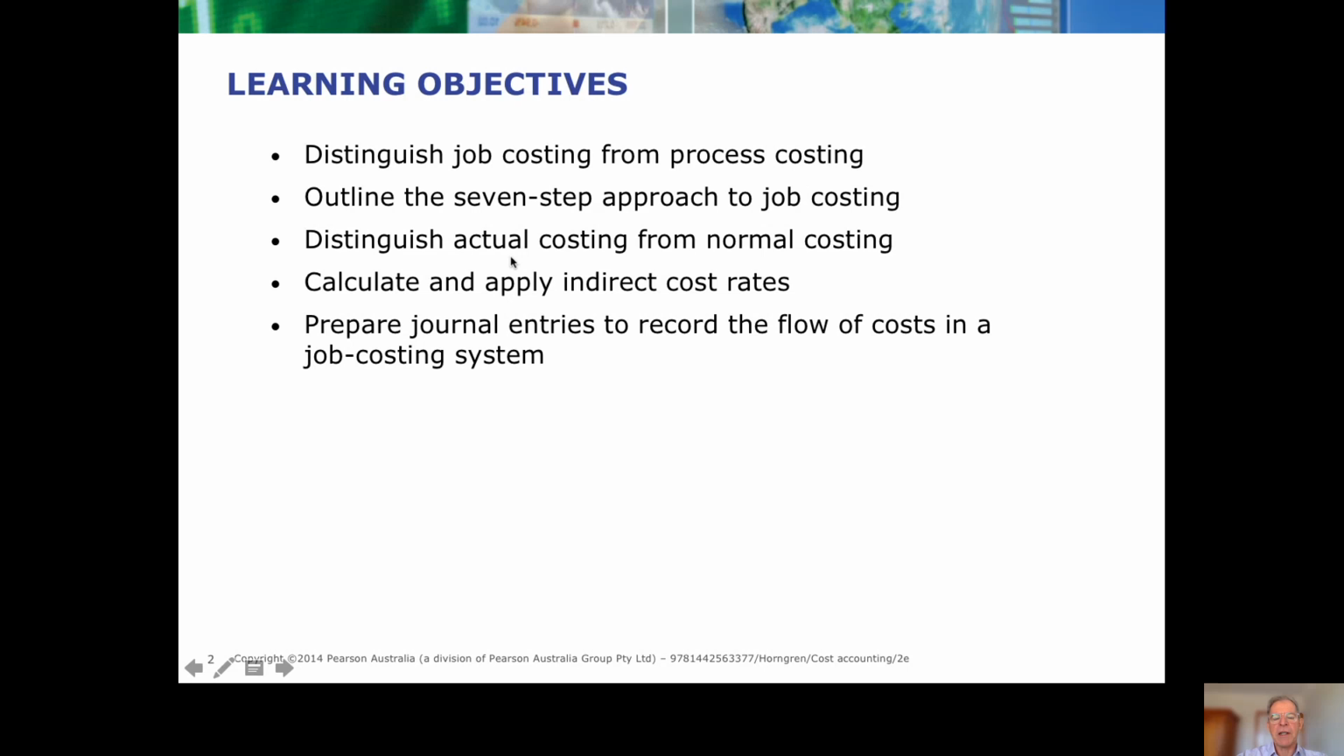And we're going to look at the distinction between actual costing and normal costing very briefly. How do we apply our overhead costs? So we'll look at doing that today. And then most of the time, at the end of the day, we'll be working through some detailed questions in class. We want you to be comfortable understanding the journal entries, recording the flow of costs in our job costing system.